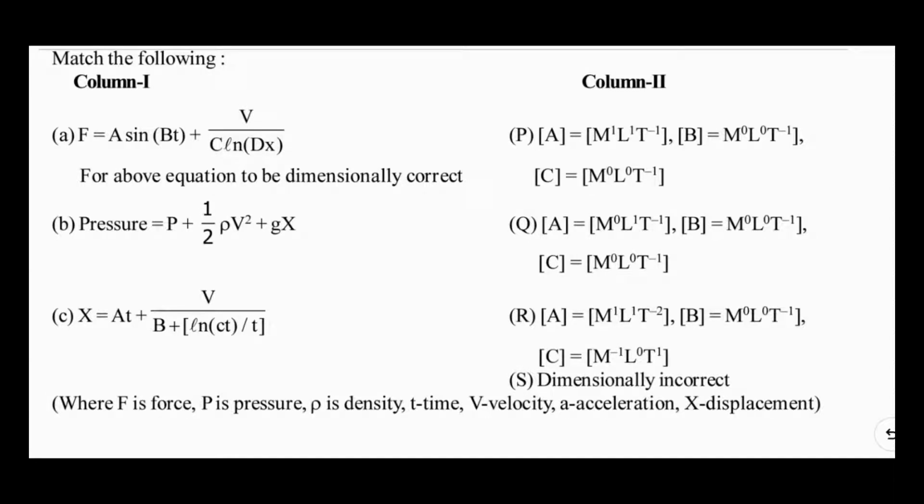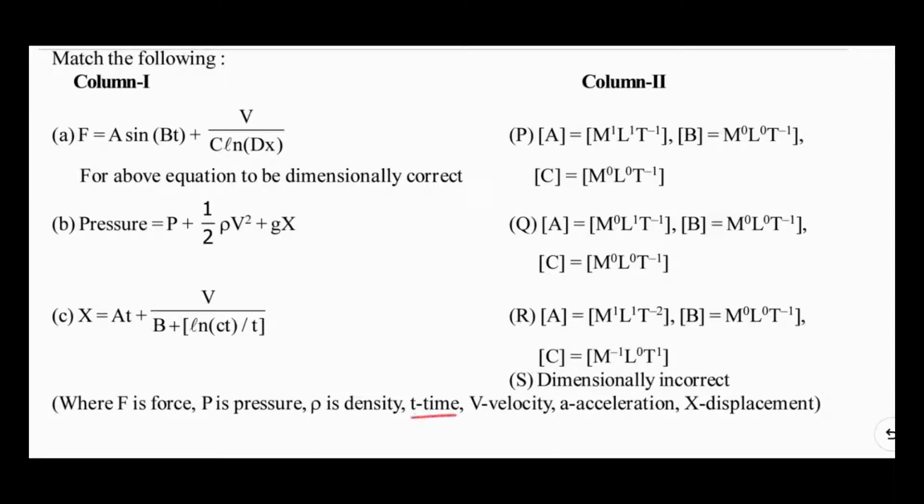Hello students, let's solve this question. We need to match the following columns. If you observe, column A has 3 options A, B, C. In column 2 we have 4 options P, Q, R and S. In column 1 there are some quantities F, A, B, T here.